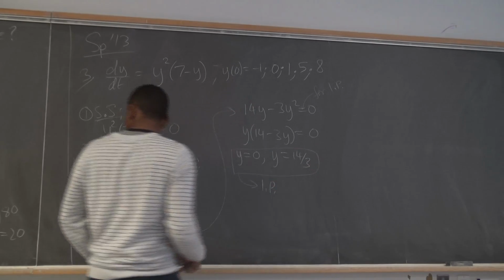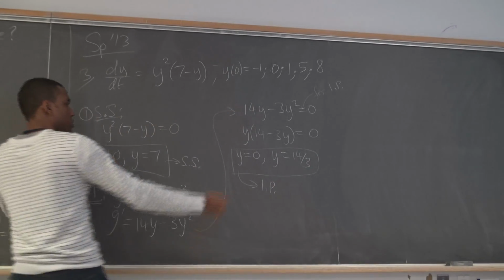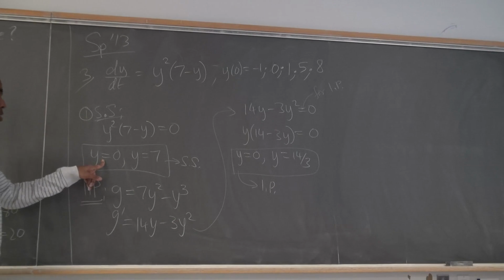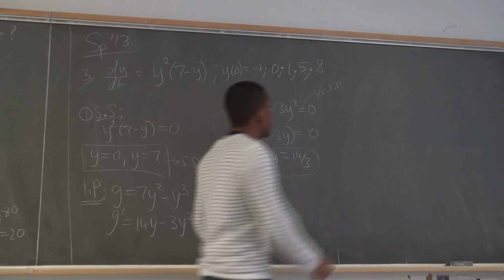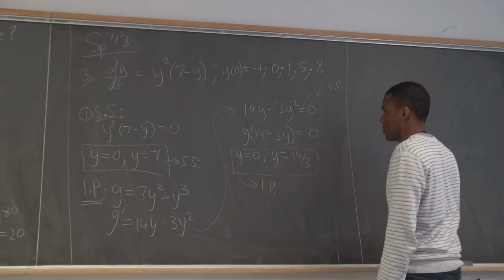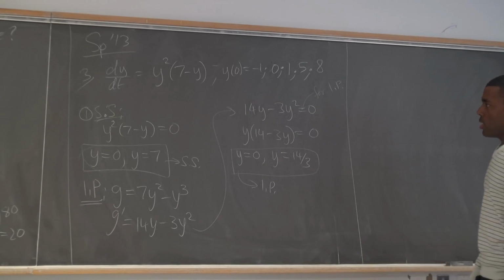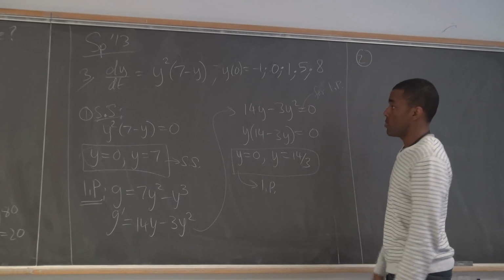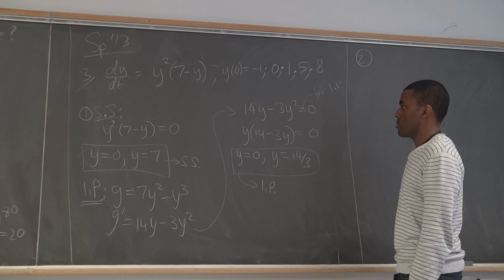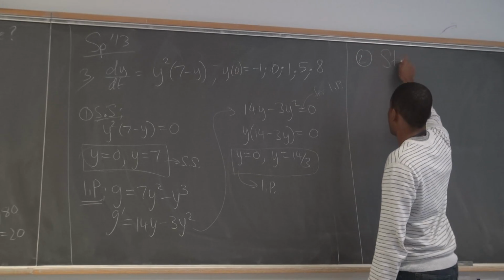Right? So here's a situation where steady state and inflection point overlap. How do you deal with that? Think of it as a steady state rather than an inflection point. And what's the next step? Stability diagram.